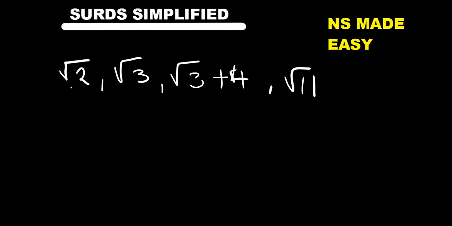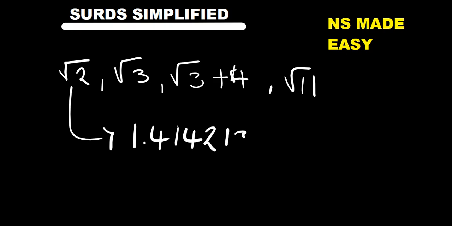For example, when we do the square root of 2, we're getting 1.4142135562, and the number keeps on going. So you cannot simplify it further. However, there are certain rules that we use to manipulate surds. Let's look at some of them.